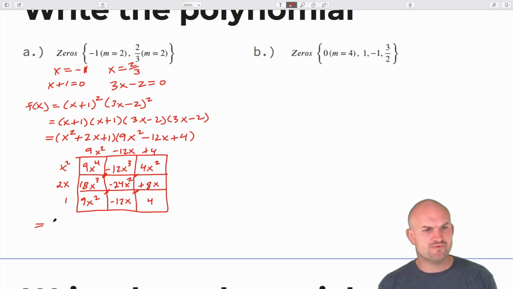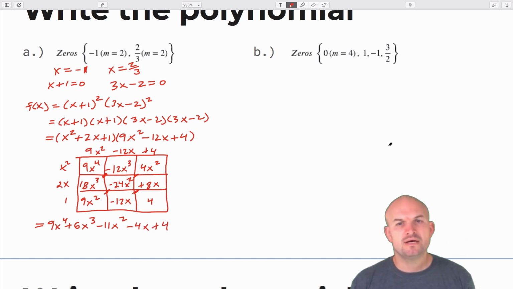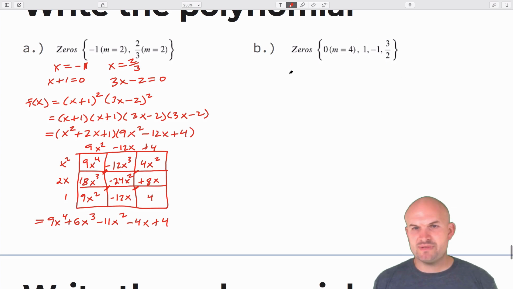And now I'm just going to write down the boxes combined. So 9x to the 4th. This is a -12 plus 18, so that's going to be a positive 6x cubed. That's going to be a -20, and then 9, so that's going to be a negative 11x squared, -4x, plus 4. Okay. All right, into the next one here.